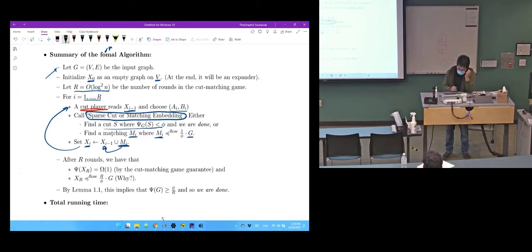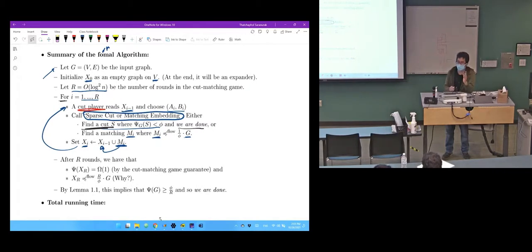So we know that in this for loop, whenever you find a sparse cut in G, you're done, nothing else to do. But if you don't find any sparse cut, let's say there are R rounds already, then the cut player can guarantee that just after R rounds, the union of these matchings X_R must be an expander already. This is a guarantee of the cut player. So X_R must be an expander.